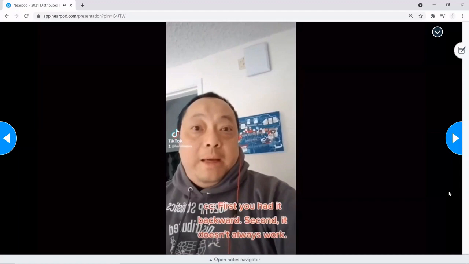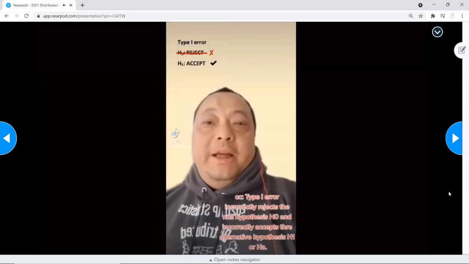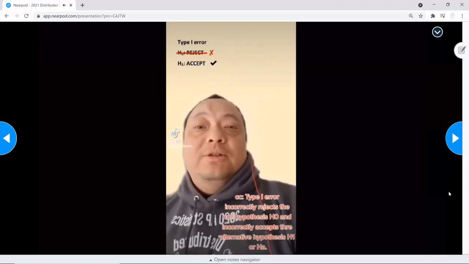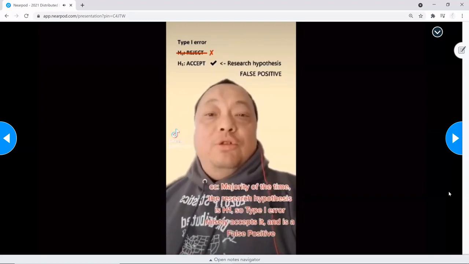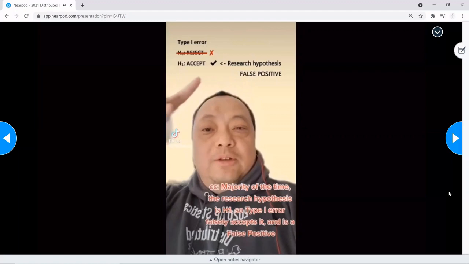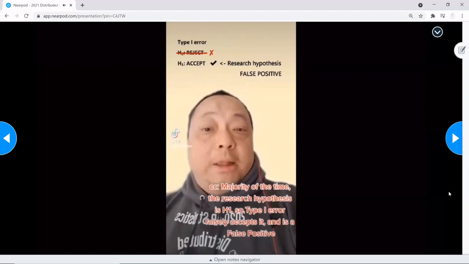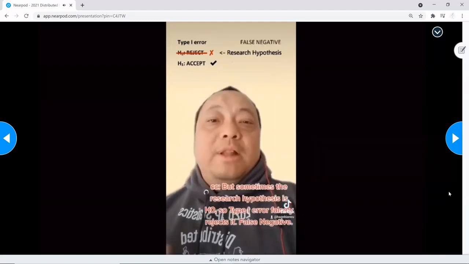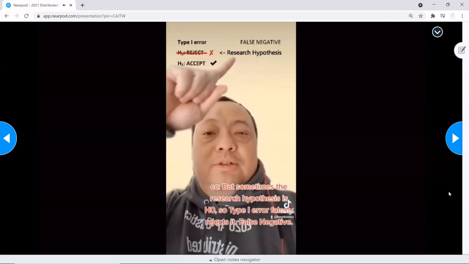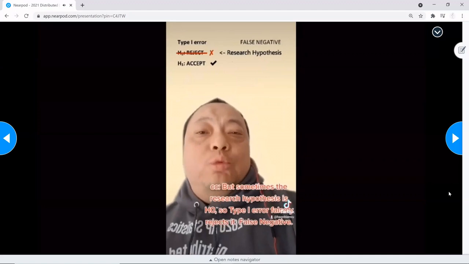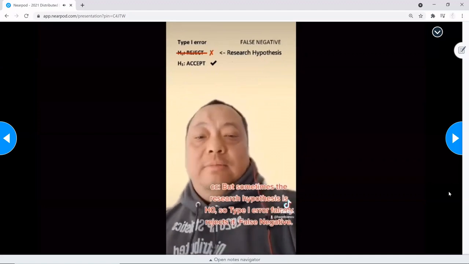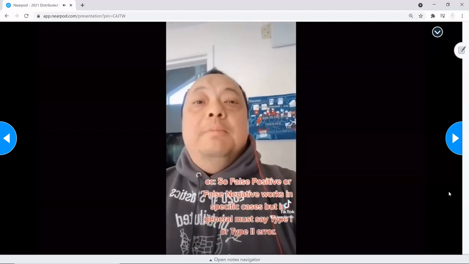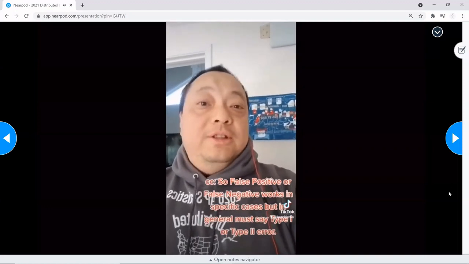Because first of all, you had it backward, and second of all, it doesn't always work. Type 1 error is when you incorrectly reject the null hypothesis H0 and incorrectly accept the alternative hypothesis H1 or HA. The vast majority of the time, the research question or research hypothesis is the same as the alternative hypothesis H1, so you falsely accept it, and that makes it a false positive. But even that doesn't work all the time because sometimes the research hypothesis is the null hypothesis. So type 1 error in that case is a false negative. So you can use false positive and false negative in specific cases, but in general, you have to identify the errors as type 1 or type 2.